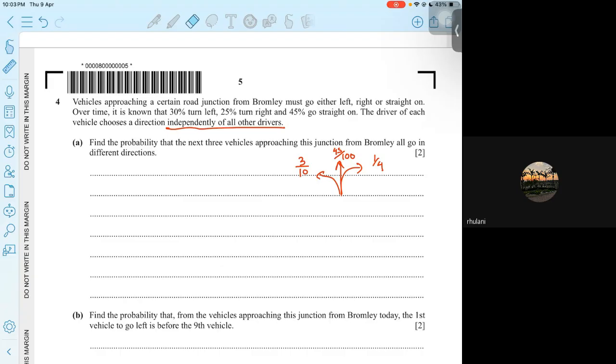Does anyone have the answer? Okay, let's try. Perfect. I think the answer is correct. Let's still solve it for everyone else.